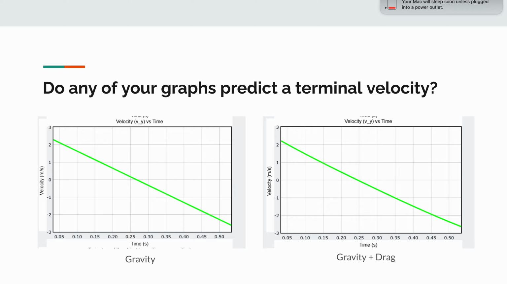On the right, however, the gravity plus drag graph looks like you can see a slight curve which shows that it will be flatlining eventually, which predicts a terminal velocity.